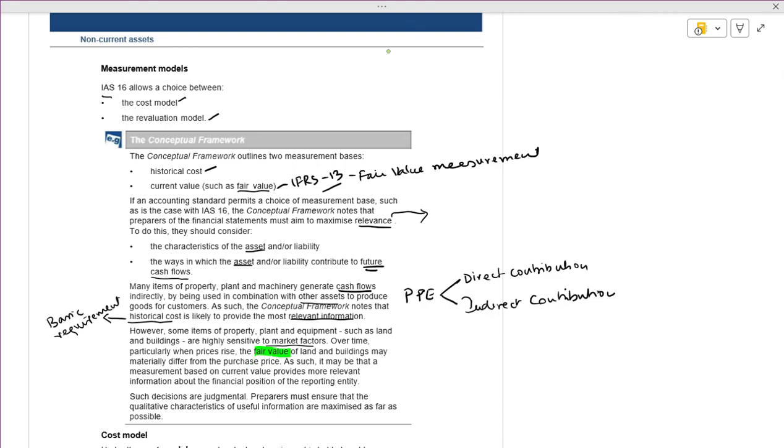Fair value. When the price is right, the fair value of land may materially differ from the purchase price. As such, it may be that the measurement based on the current value will provide more relevant information. Such decisions are only judgment. See, that's what it says. When we are talking about judgmental, the entire accounting is based on assumptions, it is based on limitations.